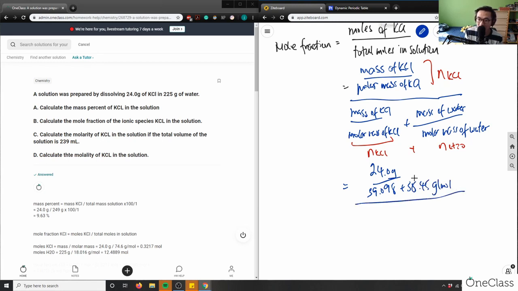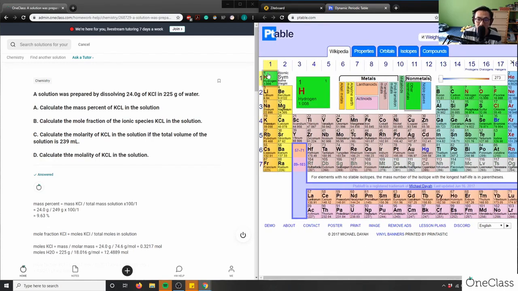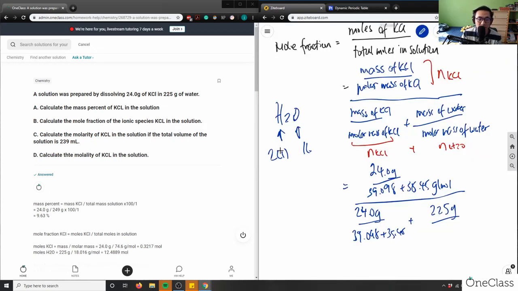So that's going to be divided all by the same thing. So this is 24.0 divided by 39.098 plus 35.45. And then I'm going to add the moles of water, right? The mass of water is 225 grams, and we divide it by the molar mass of water. H2O here is water. Oxygen is 16 grams per mole, and 2 hydrogens means 2 times 1 gram per mole. So I have 16 plus 2, which is 18 grams per mole.